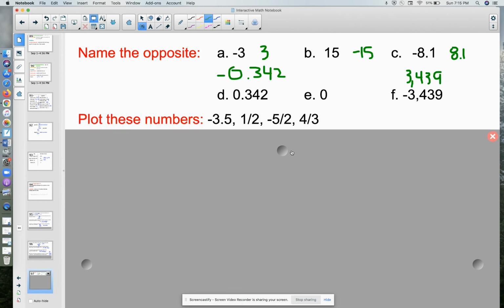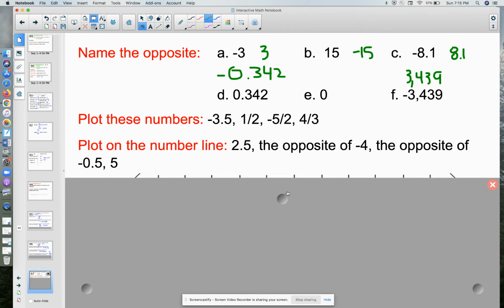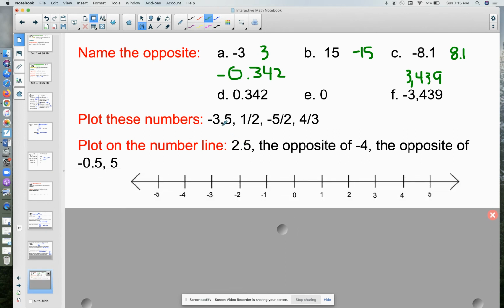Okay? Plot these numbers on the number line. -3.5. Here's 0. Here's 1. Here's -1. Here's -2. Here's -3. So where would -3.5 be? Right here, -3.5. What about half? Where would that be? Right here. Here's half.